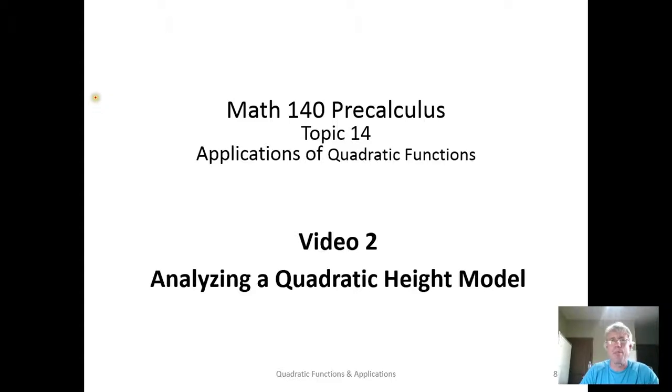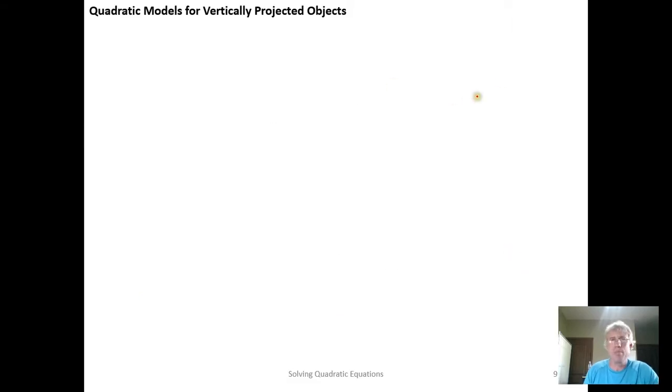For video 2 of topic 14, we're going to look at different ways that we can analyze a quadratic height model. So the idea behind a quadratic height model is simply this. If we have a situation where an object is projected straight upwards, so let's say we have a person standing here with a ball and they flick that ball straight up so that there's no horizontal component to the motion, such that the ball reaches some maximum height and then falls directly back down into their hand.